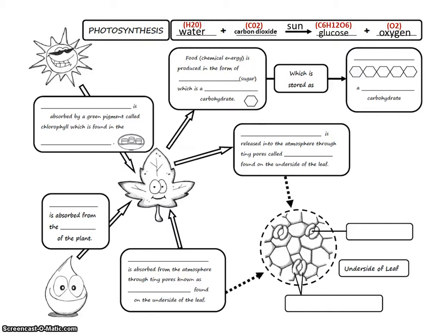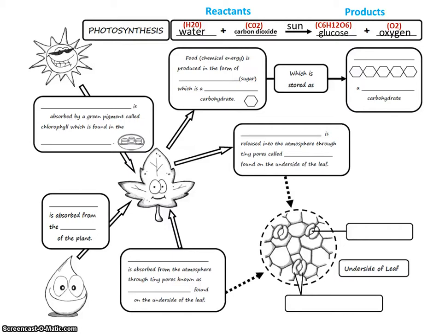So everything on the left side of the equation, what's needed to happen for the reaction, those are your reactants. Everything that's made are your products. Left side reactants, right side products. You need the reactants for the process to happen, and you make the products.